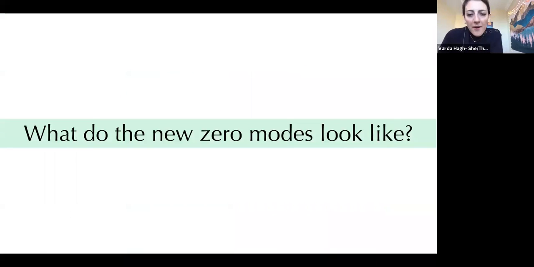All right, so now you might wonder what these zero modes look like.